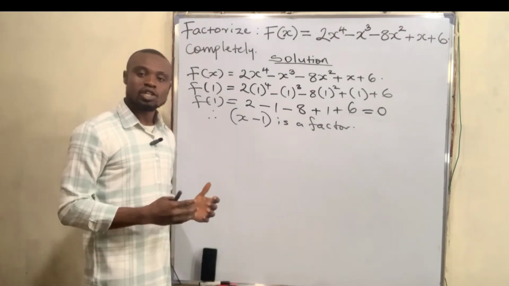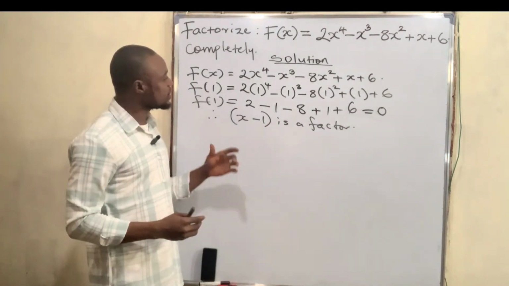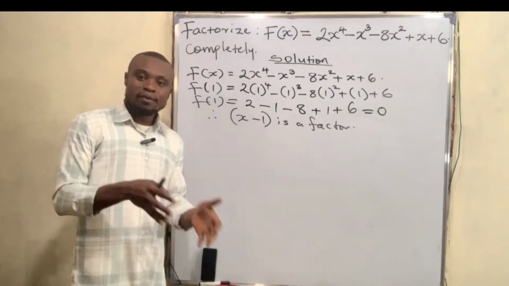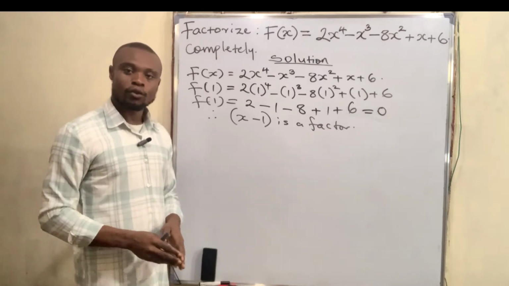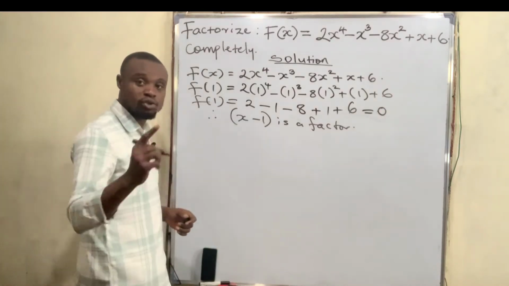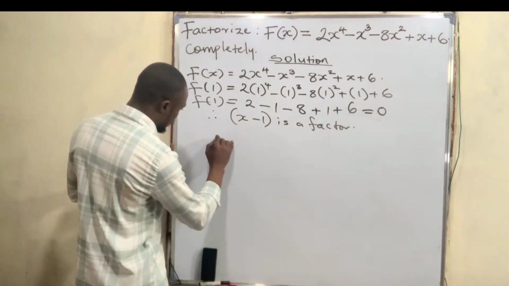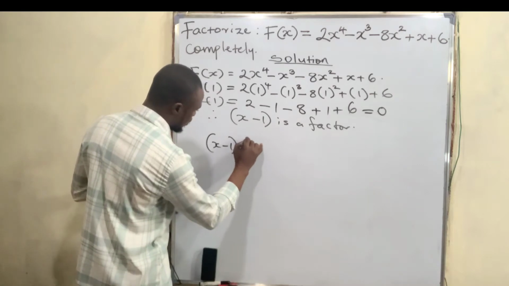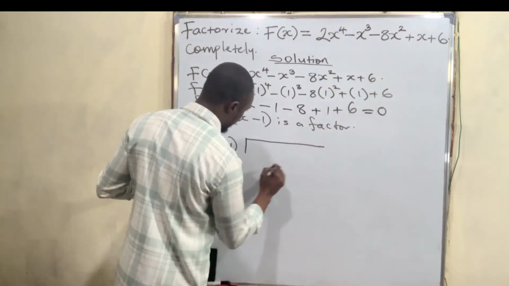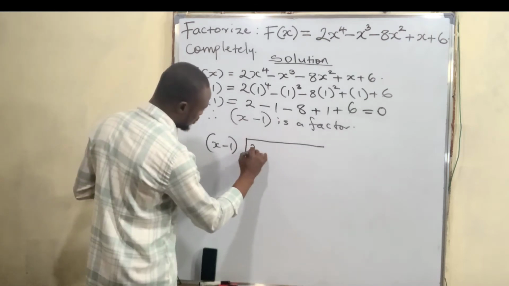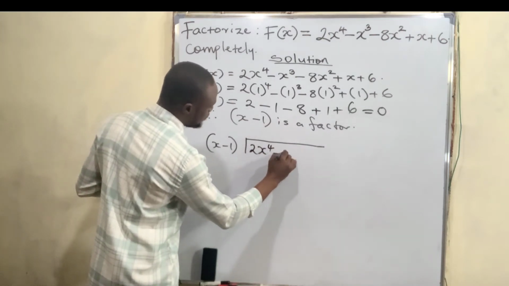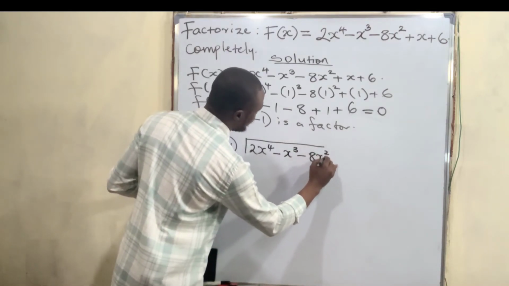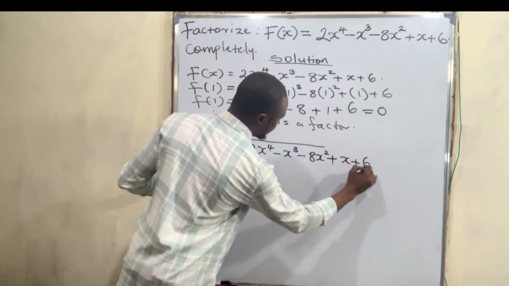So the next thing we're going to do is to use this x minus 1 to divide this particular polynomial. That means we want to reduce the polynomial to smaller polynomials using the long division method. So we have our factor here, x minus 1, and our long division line here. So the question is 2x to the power of 4 minus x to the power of 3 minus 8x to the power of 2 plus x plus 6.